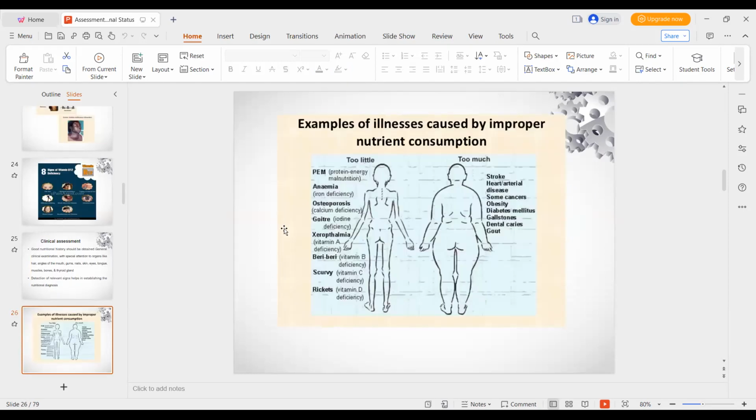Examples of illness caused by improper nutrient consumption. Too little nutrient consumption causes protein energy malnutrition, anemia, osteoporosis, goiter, xerophthalmia, beriberi syndrome, scurvy, and rickets. Too much nutrient consumption causes stroke, heart and arterial diseases, some cancers, obesity, diabetes mellitus, gallstones, dental caries, and gout.